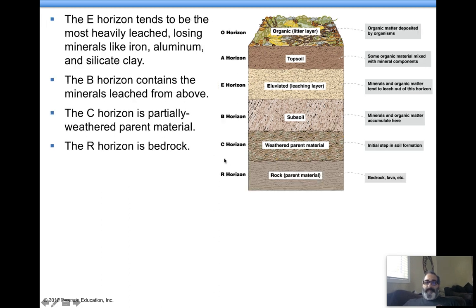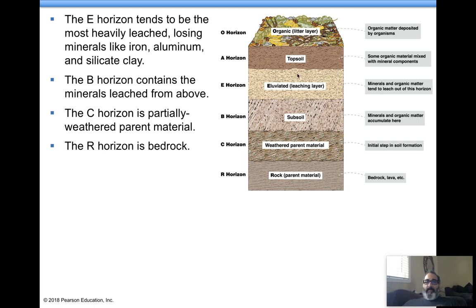All right. The E horizon comes next. Eluviated means this is the leaching layer. This is where a lot of leaching takes place. A lot of minerals are leached. They're dissolved by the water, and then they drip through, and then they're lost from the soil. These minerals are important for soil because they make the soil nutritious.